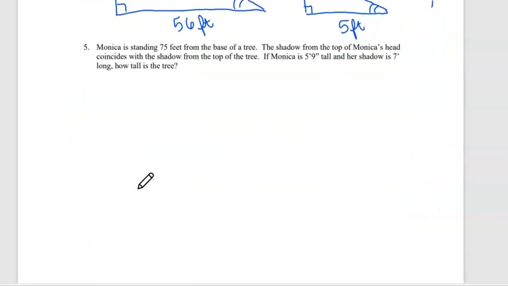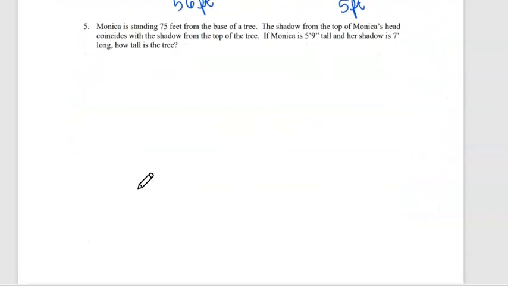All right, let's do one more to finish off this lesson. So this one says, Monica is standing 75 feet from the base of a tree. The shadow from the top of Monica's head coincides with the shadow from the top of the tree. If Monica is 5 feet 9 inches tall and her shadow is 7 feet long, how tall is the tree?